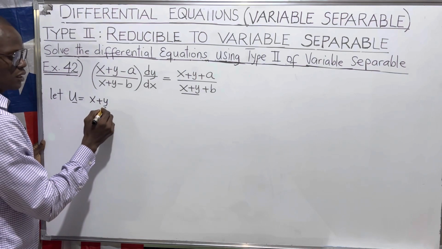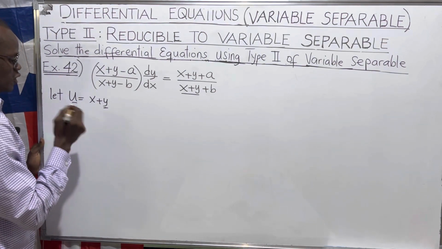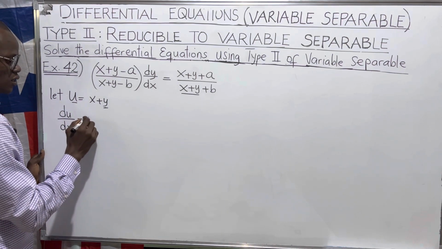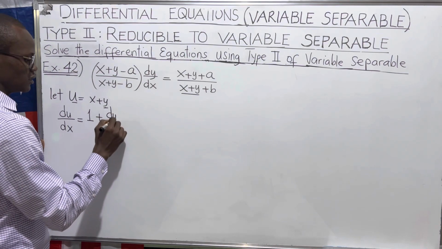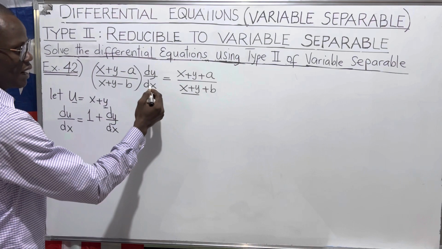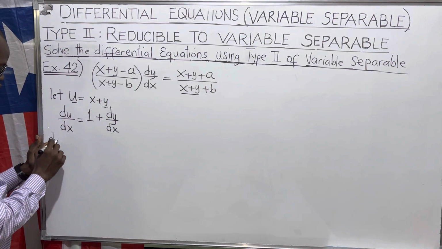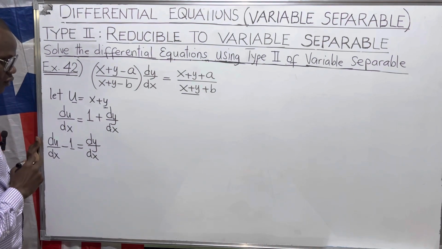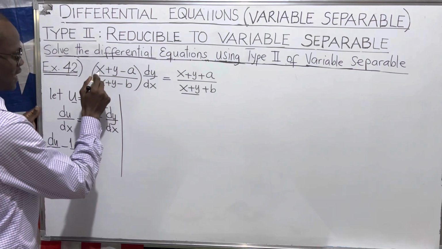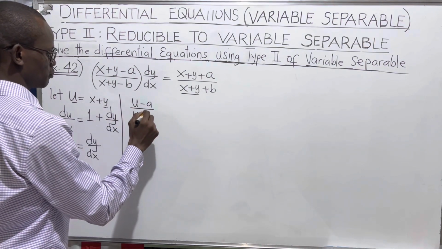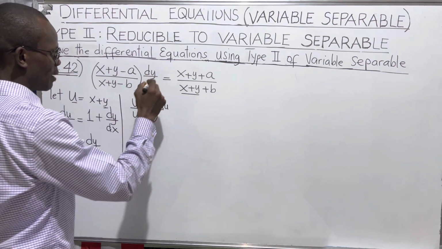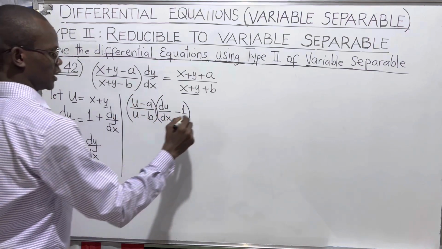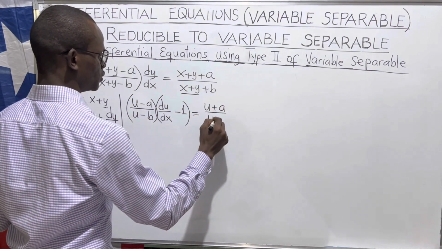Since u is a new function, and y was the initial function in the problem, we now differentiate u and y with respect to x. So we have du by dx equals the derivative of x, which is 1, plus the derivative of y, which is dy by dx. We want to solve for dy by dx by sending this 1 across. So we have du over dx minus 1 equals dy by dx. We go back to the problem to replace: where we see x plus y, we put u. So this dy by dx is just du over dx minus 1, and on this side it is (u plus a)(u plus b).